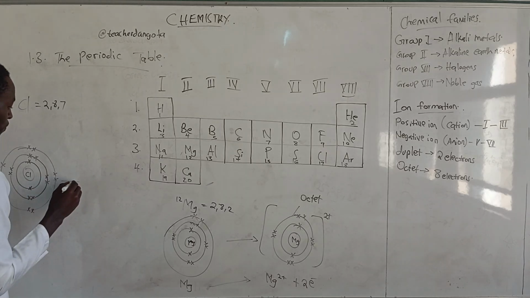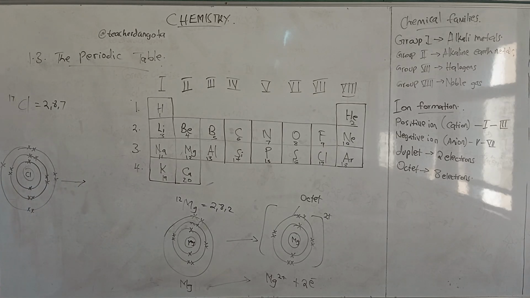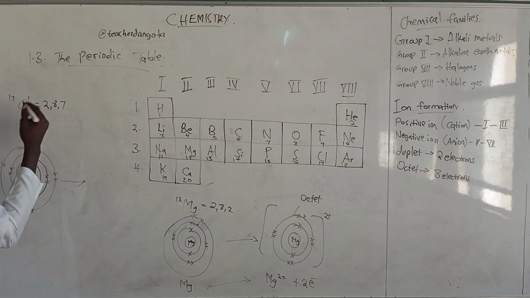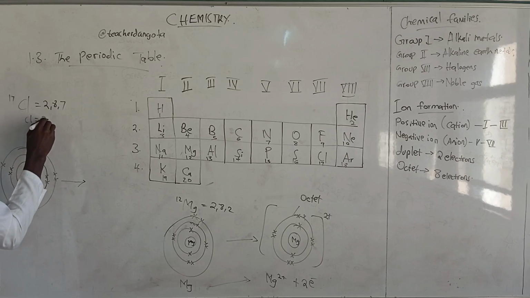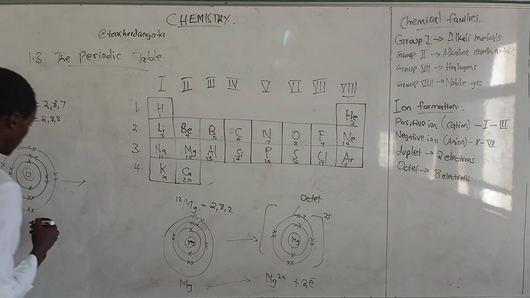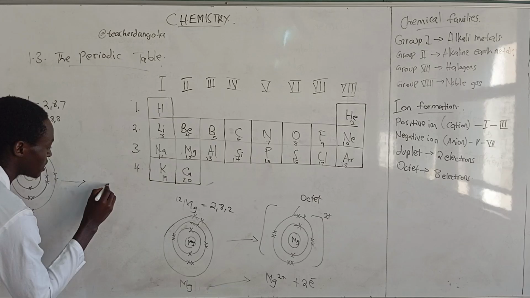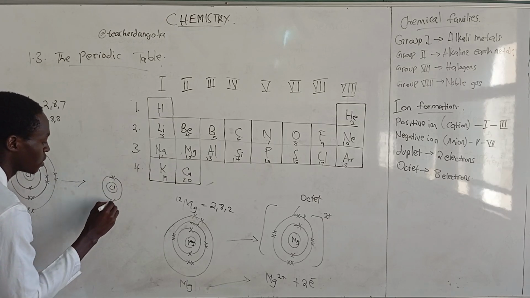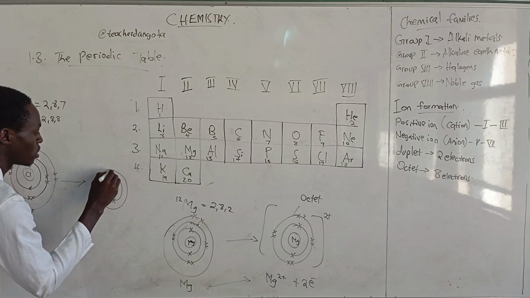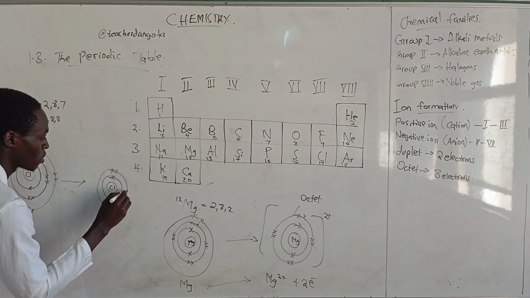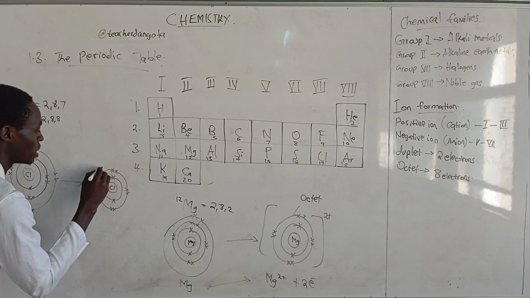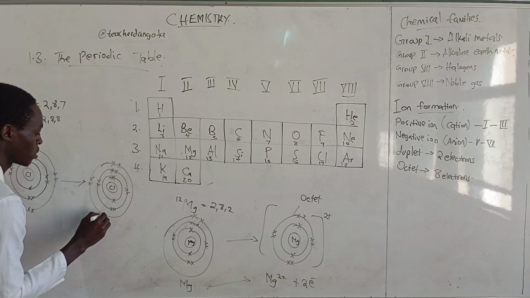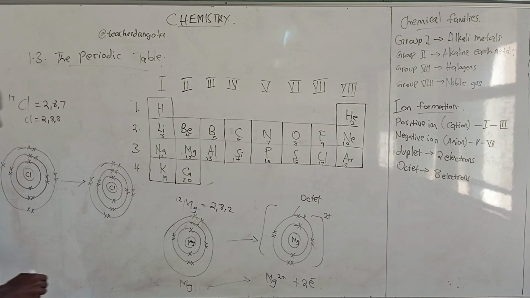So for chlorine to become stable, it will gain an electron. And now this is how it will result. For a stable chlorine, it will be this way: 2, 8, 8. That's the nucleus, then the first energy level, the second energy level, then the last energy level there.